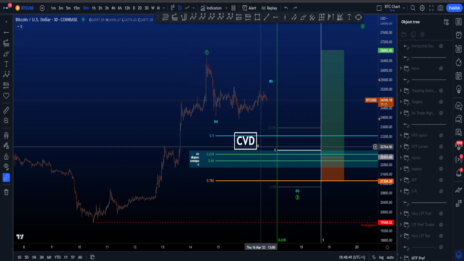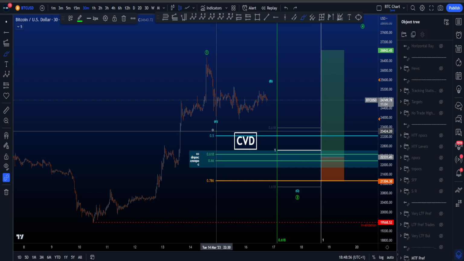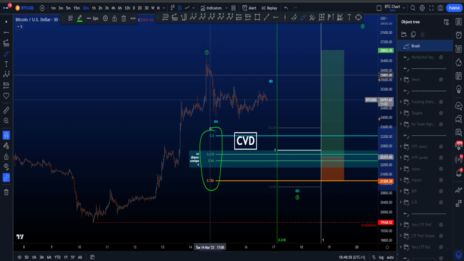Because the most common scenario for a wave 2, or let's say the most common drawdown for a wave 2, the Fibonacci retracements, is between the 0.5 and the 0.786.